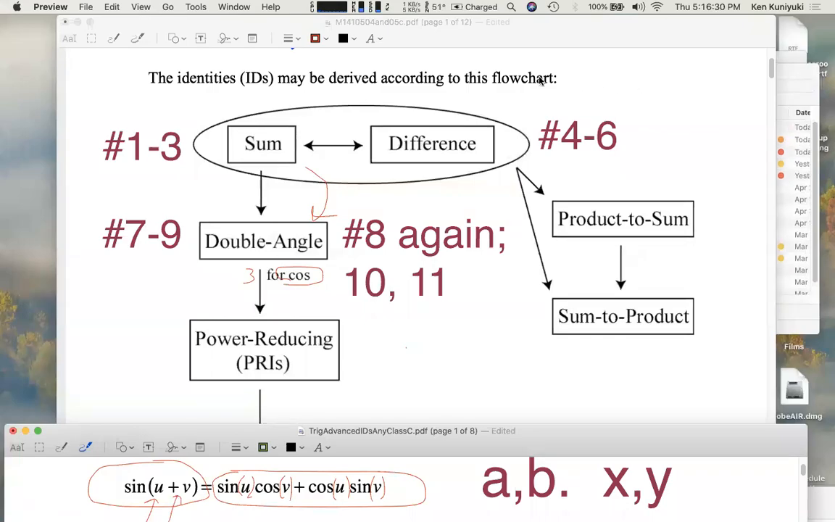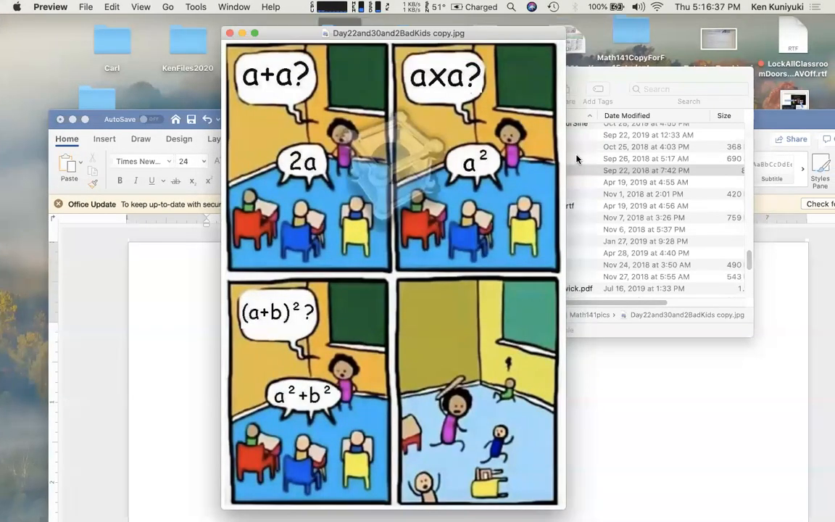Hi, everyone. We're continuing with these new trig identities, starting with the three sum identities. Now, this was a favorite meme of mine early on, back in chapter 0, looking at the bottom two panels, pointing out the square of a plus b is not a squared plus b squared. The square of a sum is not the sum of squares. That makes teacher mad. Hopefully not this mad.